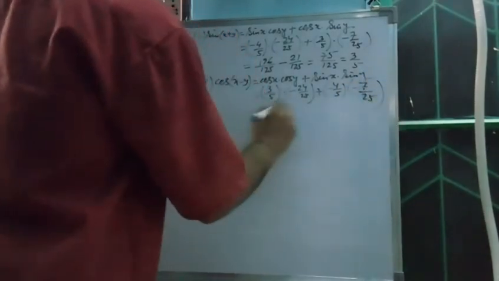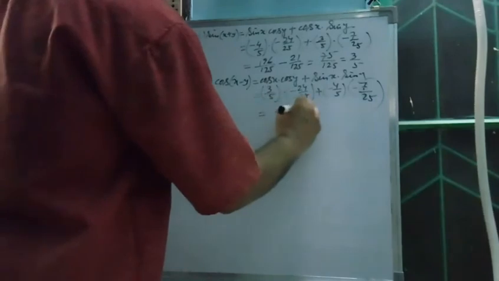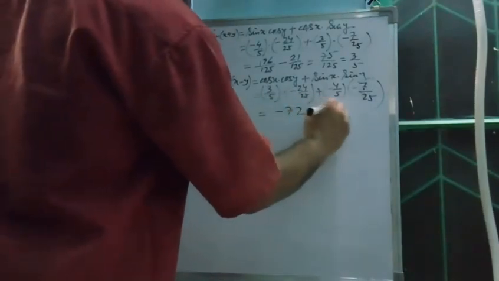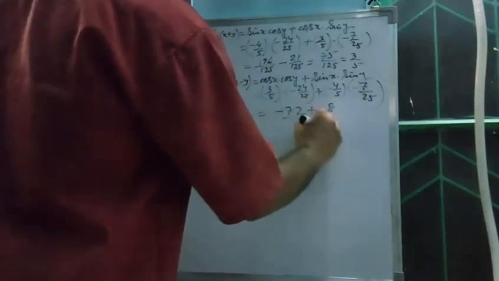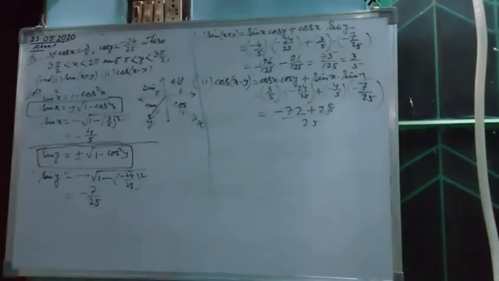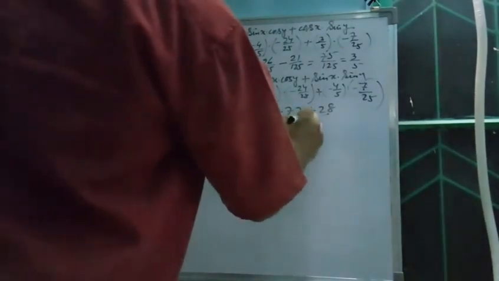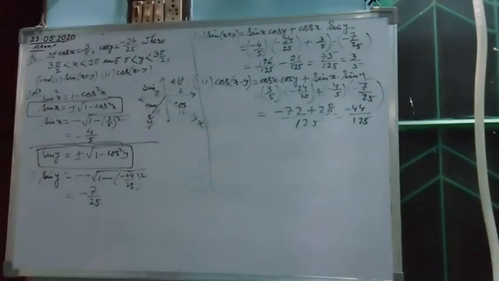So minus 72 and plus 28 by 125. So what do we get? If we simplify, this is minus 44 by 125. Next question.